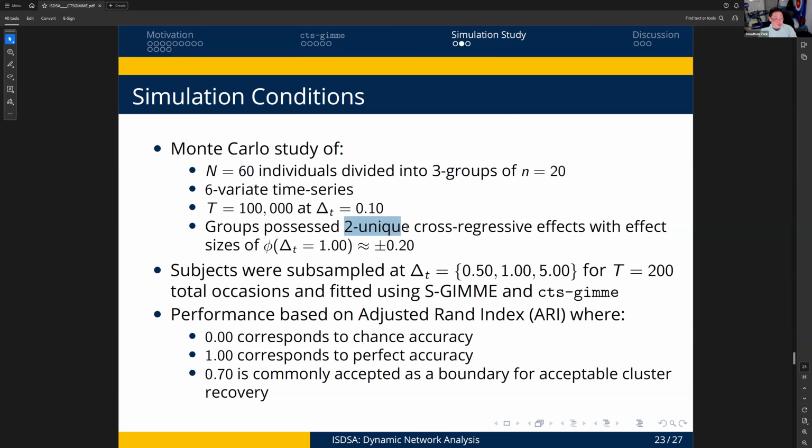Each group possessed 2 unique cross-regressive effects, and the effect sizes were based off of what they would look like at a discrete time interval of 1, plus or minus 0.2. So these are relatively weak effects that we're trying to pick up, and then we're varying the sampling rate. So we subsampled at, again, using kind of a day analogy, every 12 hours, every day, and every 5 days, up to 200 time points.